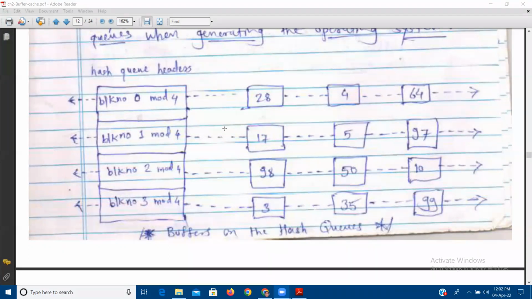Yes, anybody is having doubt? कोणाला डाऊट आहे या डायग्राम बद्दल? कळालं? इथं आता मी 28 4 64 ठेवलेले आहेत. तुम्ही कुठलेही नंबर ठेवू शकता. ज्या नंबरला 4 न मॉड केल्यानंतर रिमाइंडर 0 होतो ते कुठलेही नंबर ठेवू शकता. हे नंबर पाठ करायची गरज नाही. Here on the first hash queue, I kept 28 4 64. Instead, you may keep 8 also, because 8 mod 4 is also 0. Remainder is also 0. Here we are taking the block numbers.